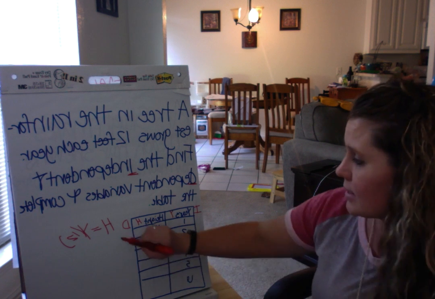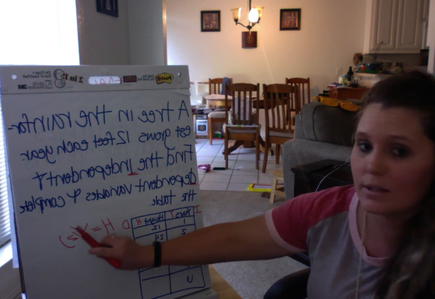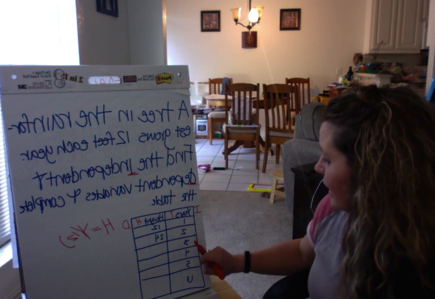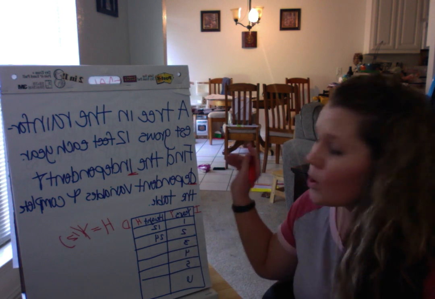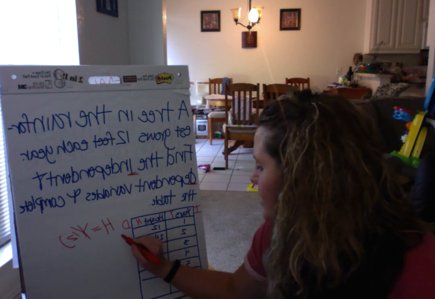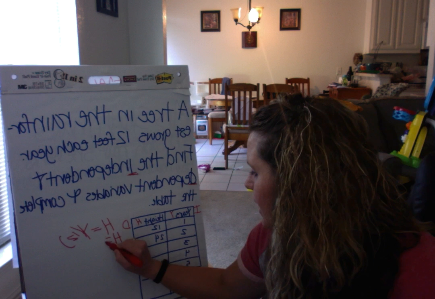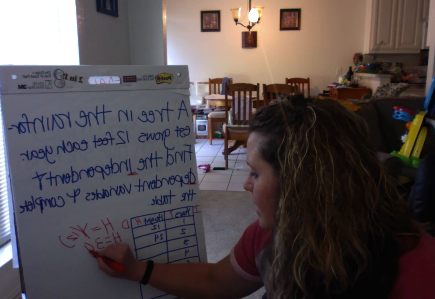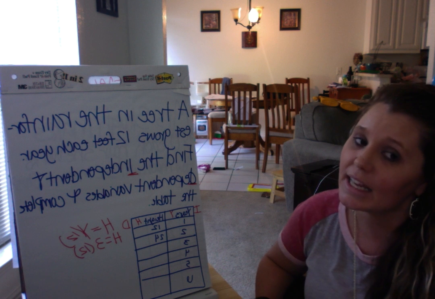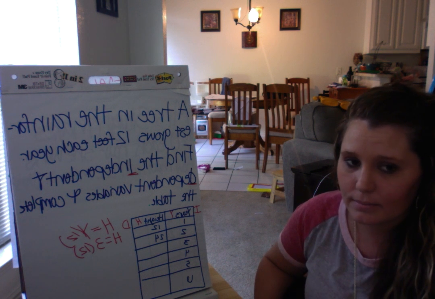Now we have our math sentence because we're saying that this equals that. So to find out how tall it gets in 3 years, we would change our Y to a 3. Very good. So H equals 3 times 12, which as a class, do we know what 3 times 12 is?